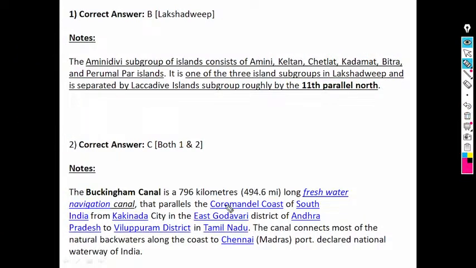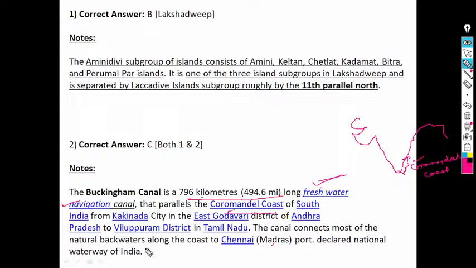Next, the Buckingham Canal is a 796 km long freshwater navigational canal parallel to the Coromandel coast of South India, from Kakinada city in the East Godavari district of Andhra Pradesh to Villupuram district in Tamil Nadu.